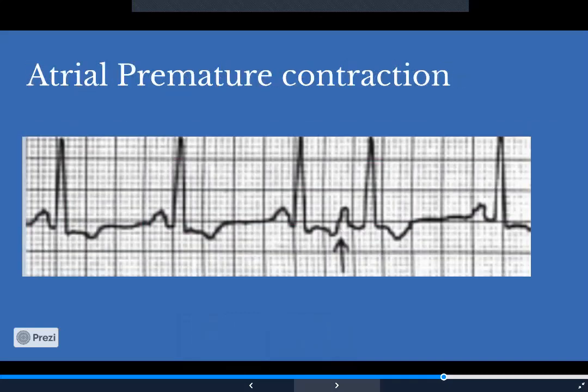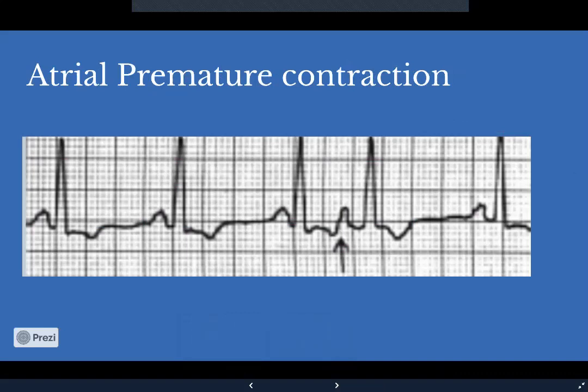Atrial premature contraction is where that P wave is cutting the line of the T wave. So the T wave is right here. And so you see how it, you know, is supposed to be, right? The T wave's there. The T wave was not quite finished yet. And the atrium, the P wave, cut in line. I was like, nope, we're starting again. And it looks a little funky too. So that's an atrial premature contraction.